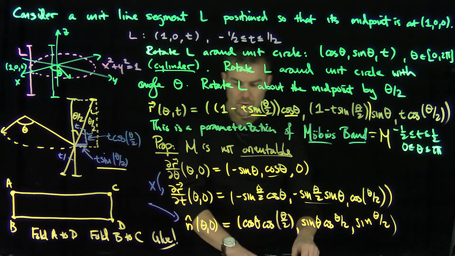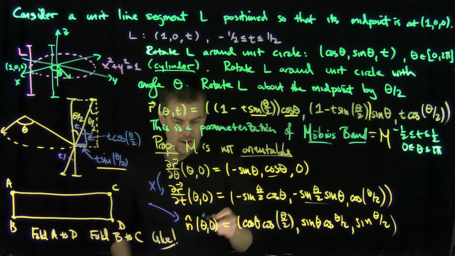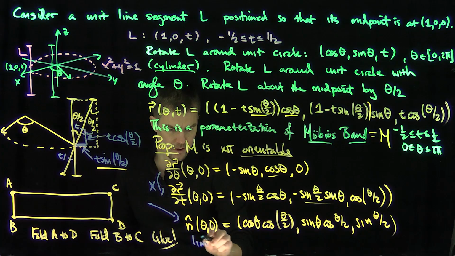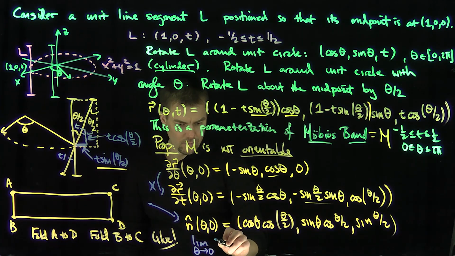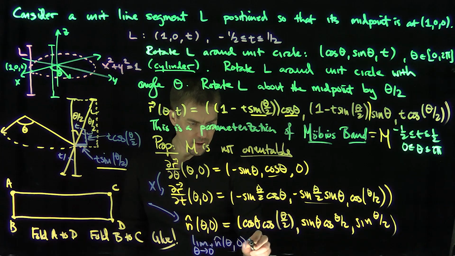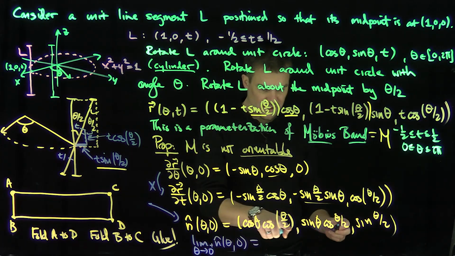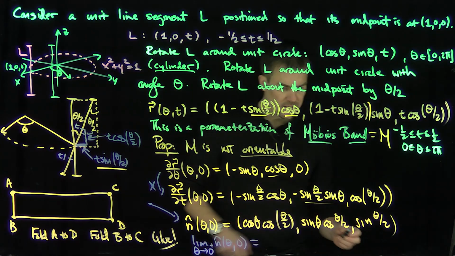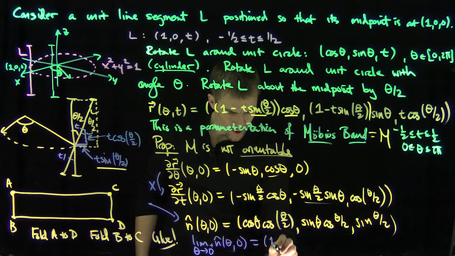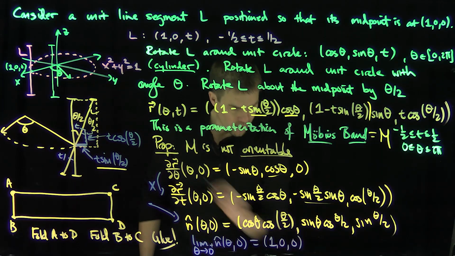As theta goes to 0, so in other words, the limit as theta goes to 0, from the positive side, of course, of n hat of theta and 0 is just going to be what? Well, this is going to be a 1, that's going to be a 1, that's going to be a 0, that's going to be a 0 over here. So we're just going to get a 1, 0, 0.